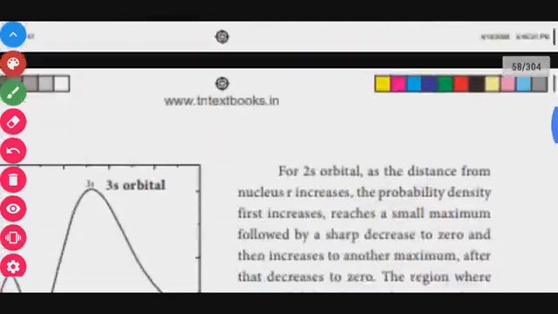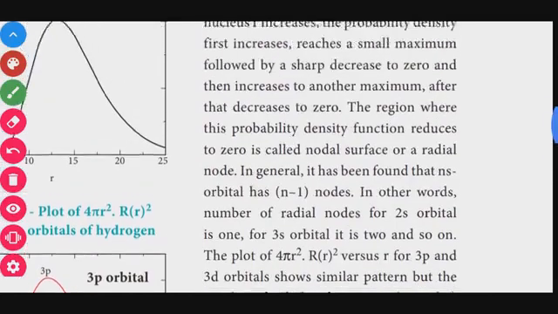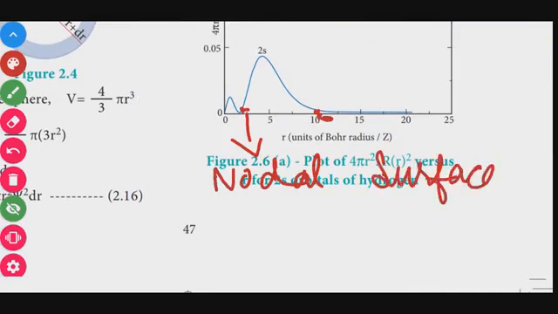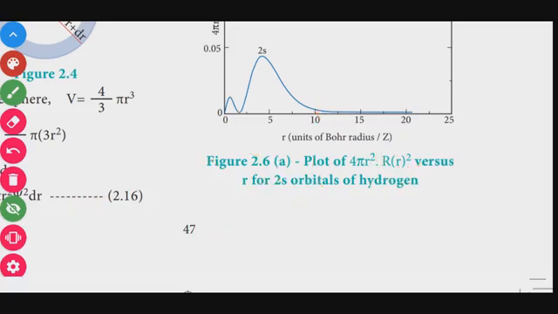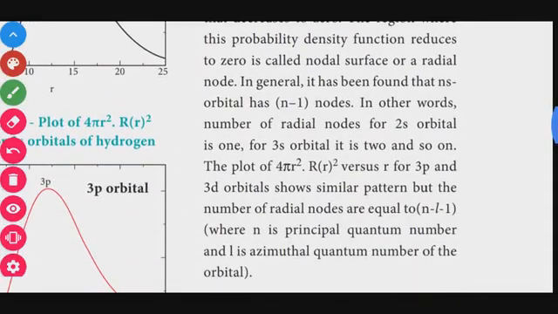Okay, and then next, the region where this probability density function reduces to 0 is called a nodal surface or radial node. So the region where it is reducing to 0 is called a nodal surface or radial node, where the probability density reduces to 0. In general it can be found that there are n minus 1 nodes. So the total number of nodes is n minus 1. Radial nodes for the 2s orbital is 1.